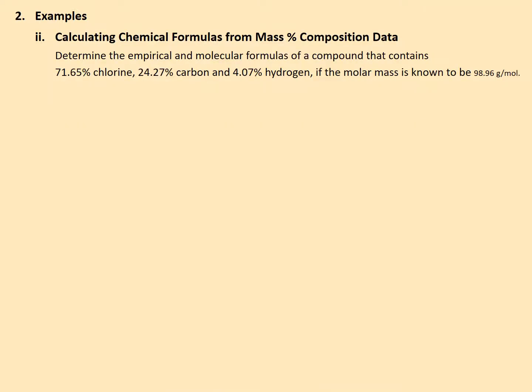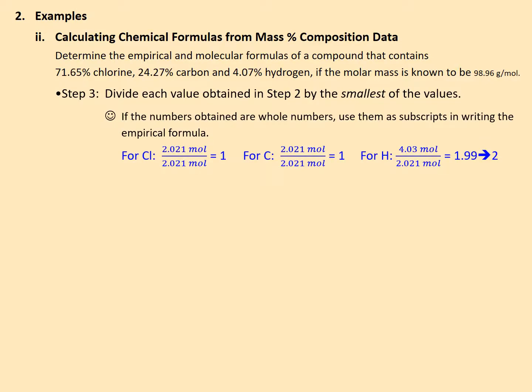All right, so now that we know the number of moles of each of the elements in the compound, we take the next step, which is to divide each of those number of moles by the smallest number of moles. So when we look at our number of moles for each of the elements, remember chlorine had 2.021, carbon 2.021, hydrogen 4.03. So the smallest number would be that for carbon and chlorine of 2.021. So we divide each of the number of moles by the smallest number of moles of 2.021. That gives us, for chlorine, the number 1, for carbon, the number 1, and for hydrogen, the 4.03 divided by the 2.021 gives us the number 1.99, which experimentally is close enough to 2. That's close enough to a whole number.